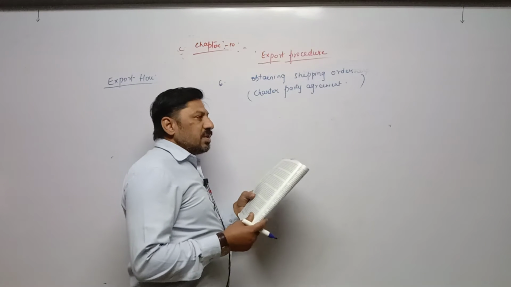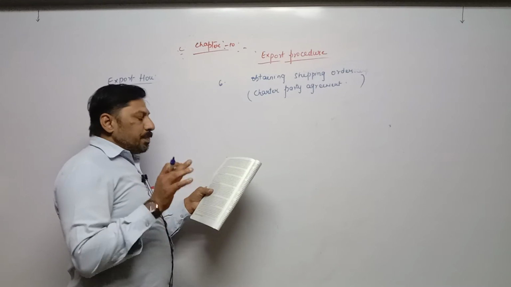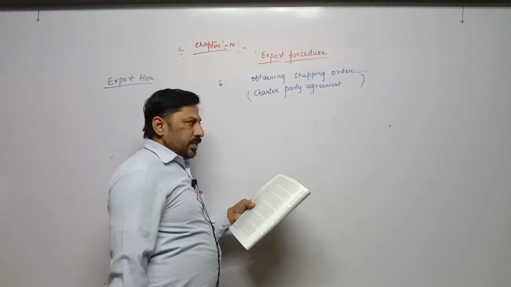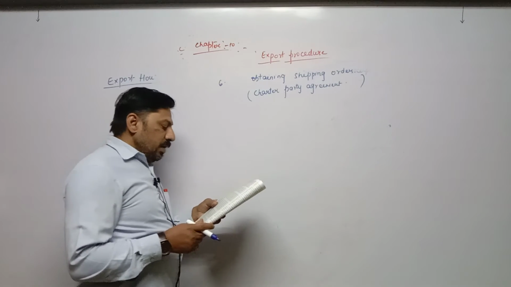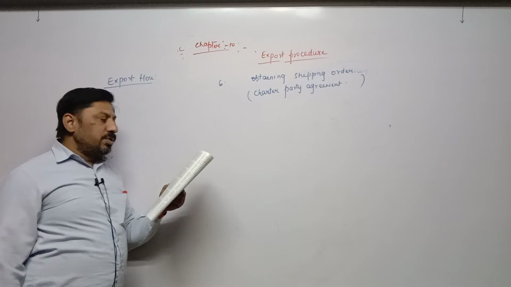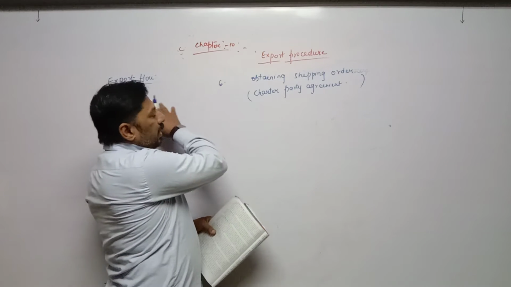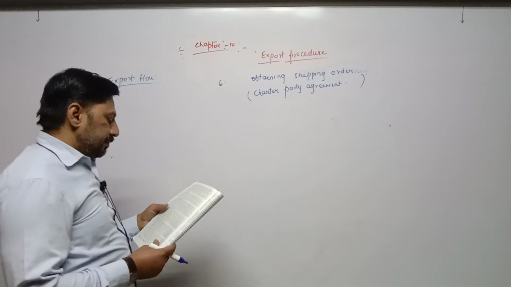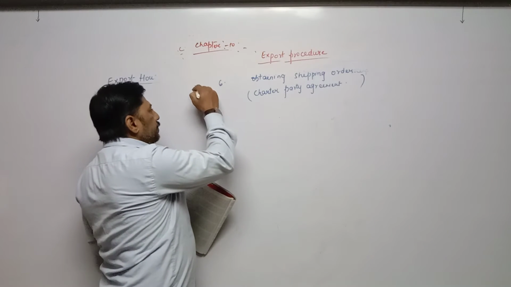After submitting the application, if the shipping company is ready to send the goods through ship, then the shipping company issues an order to the captain of the ship to accept the goods. Or when the exporter wants to export goods in large quantity, or sometimes books the whole ship, then an agreement is made between the exporter and the shipping company. That agreement is called charter party agreement. Sixth point completed. Important point.